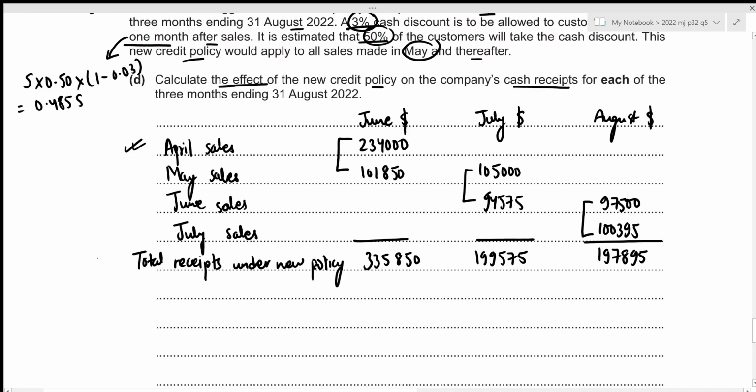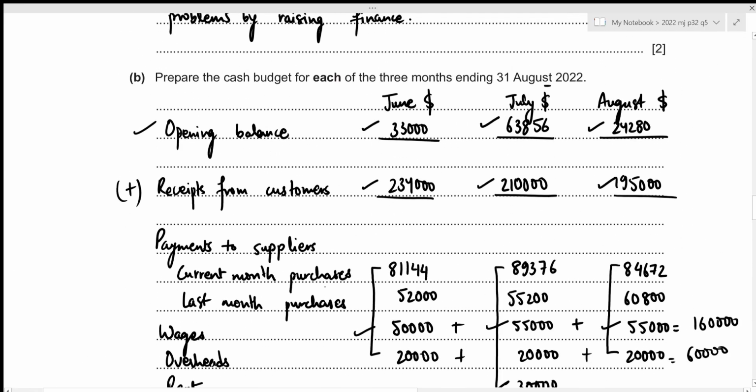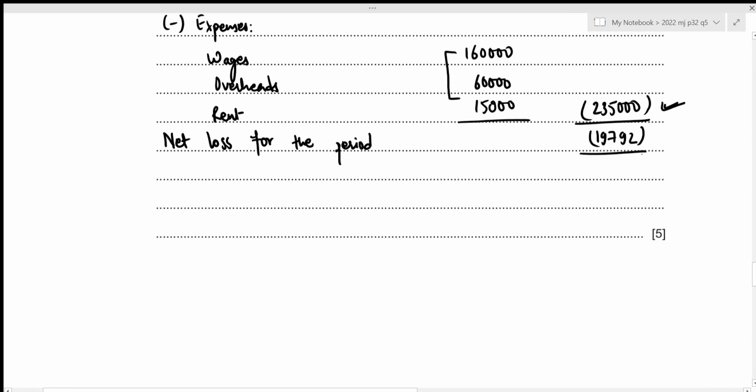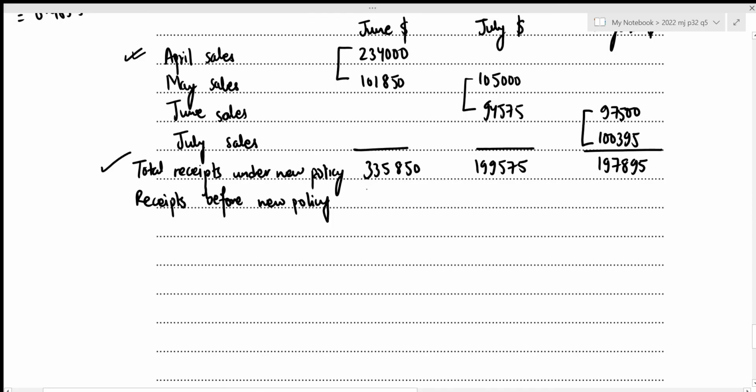Now, we were told we need to figure out the effect of the new credit policy. So we need to compare this new total receipts with the previous receipts. So let's write down our receipts before new policy. We have already calculated it above. So the previous receipts were 234,000, 210,000 and 195,000. Let's write it down. So that's 234,000, 210,000 and 195,000.